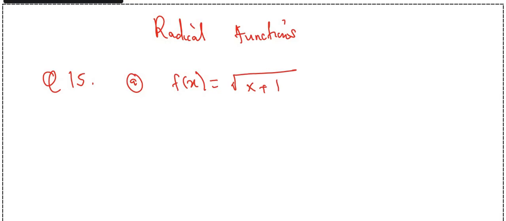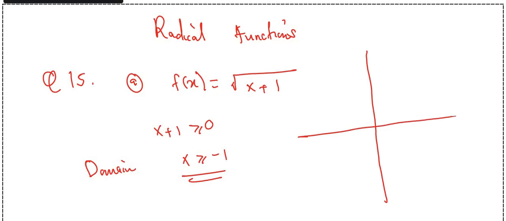Here we know the domain of radical functions is that 1 plus x should always be greater than or equal to 0, meaning x should be greater than or equal to negative 1. This is the domain, we know this. Also we can solve this: we are starting at negative 1, then going like this. The graph will simply look like that. It will just go straight like that.